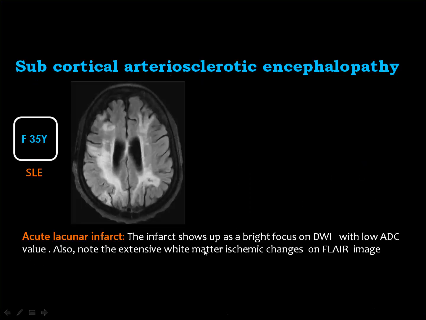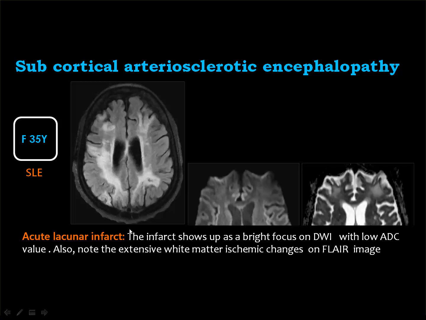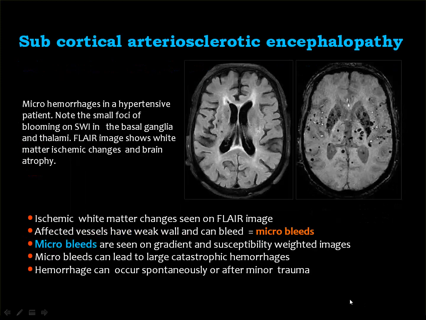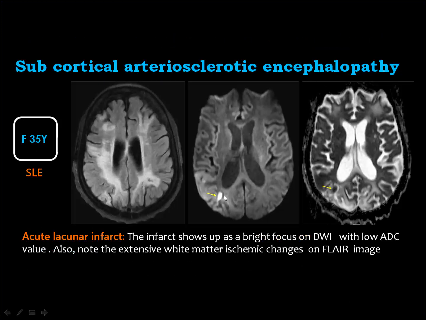This patient has systemic lupus erythematosus, and you got many ischemic changes in the white matter. And in the diffusion weighted images, this is the only acute infarction, which is located here, showing diffusion restriction, bright in the diffusion weighted image and dark in the ADC.